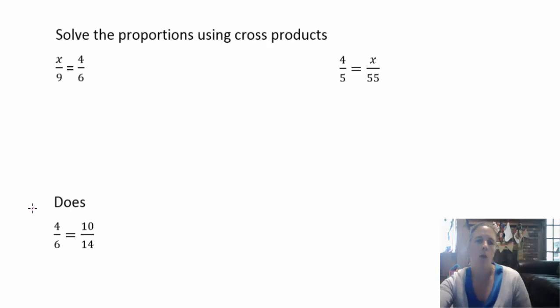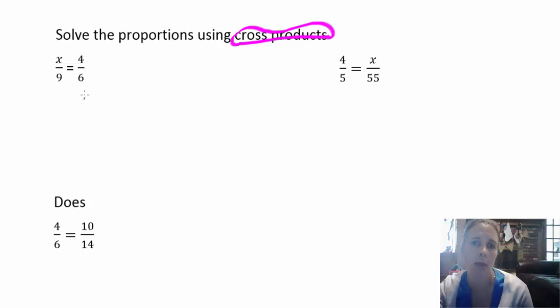So what we really use proportions for, and what we really use cross product for, is to solve proportions. So x over 9 equals 4 over 6. Now, if it didn't say use cross products, then you wouldn't have to do it this way, but since it says that you have to do it this way, some of you can already look at this and know what this is going to be, but let's just do it this way because it'll get harder.